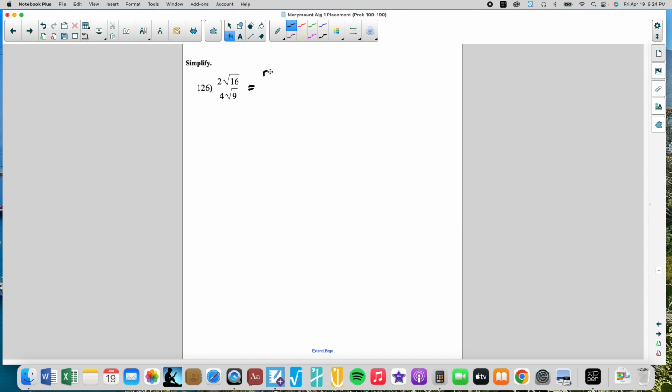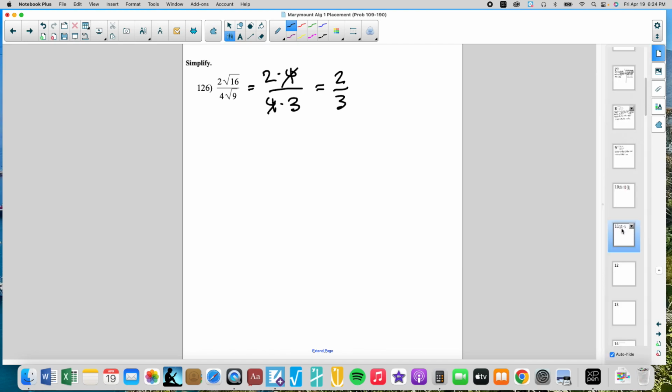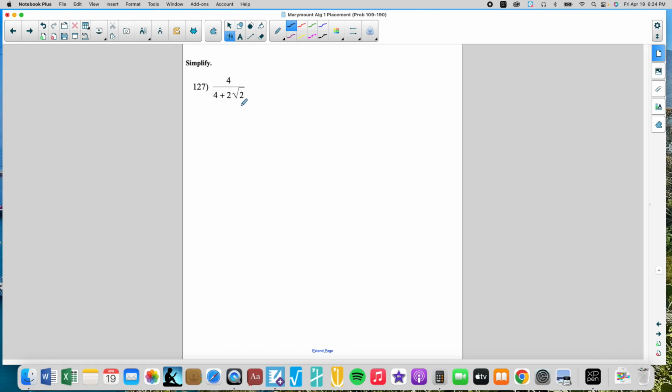Here we can simplify that rad 16. That rad 16 is a 4. And that rad 9 is a 3. These can cancel. So we're left with 2/3, I think again. Kind of liking this so I can move through. All right, this is the hardest part. So there's nothing we can simplify here.